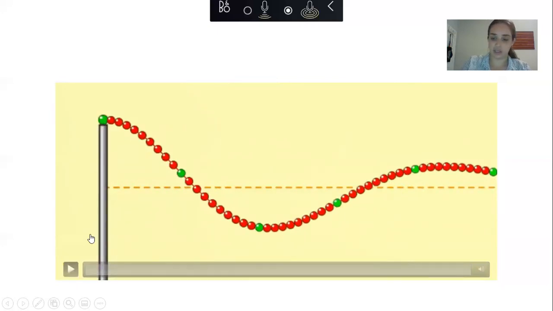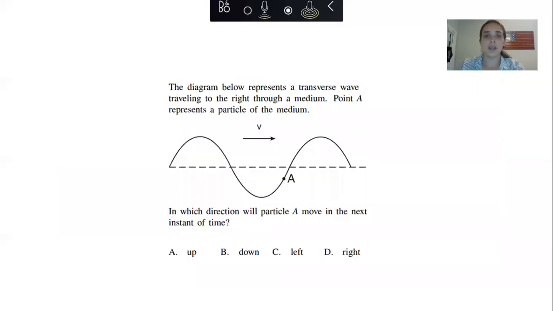So using that knowledge, let's answer this question. Again, this diagram below represents a transverse wave that's moving towards the right. We know that the definition of a transverse wave is that the medium itself moves perpendicular to the direction of motion. So automatically we know that A has to be moving either up or down. It can't be left or right. Based on what we saw in the previous video, the green dot started at the trough, went up until it reached the crest, and then started going back down again.